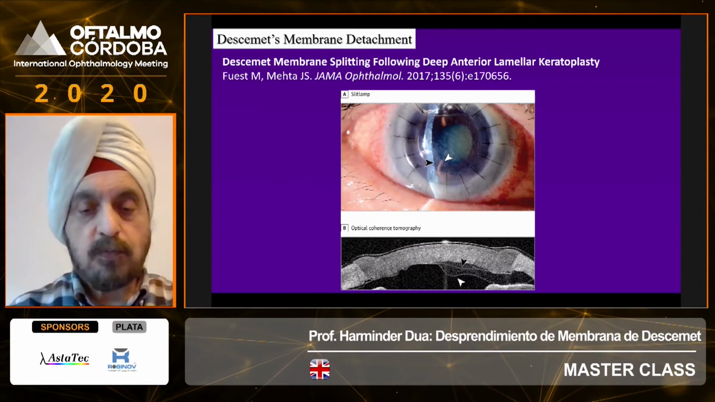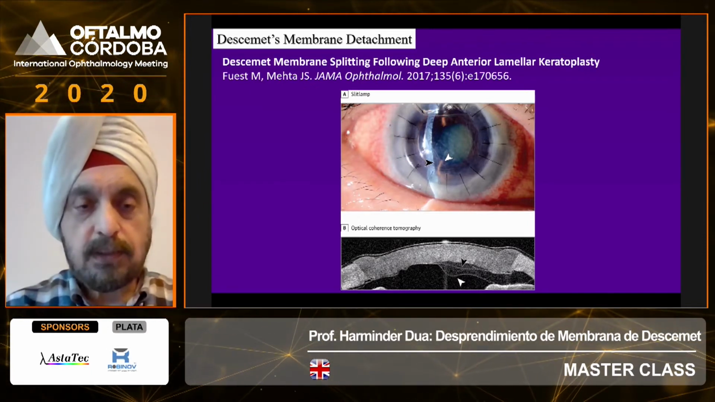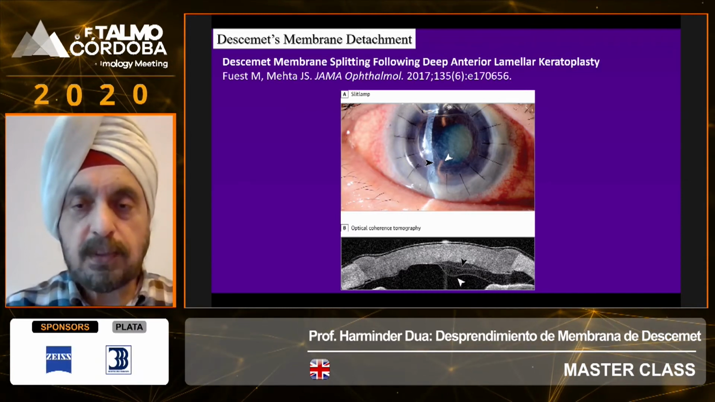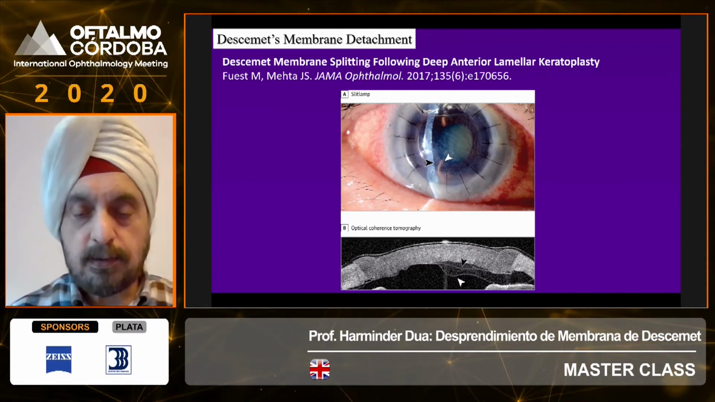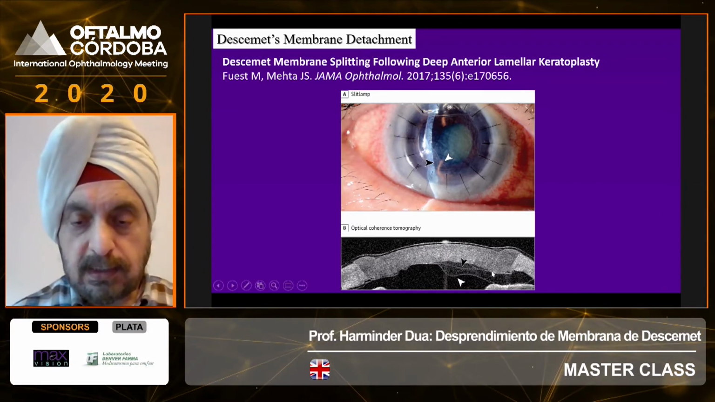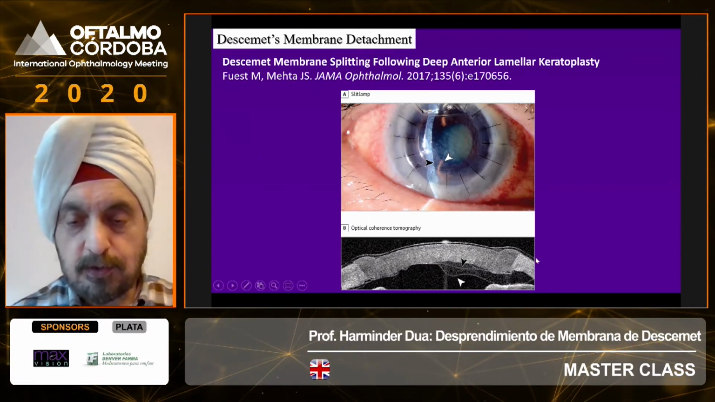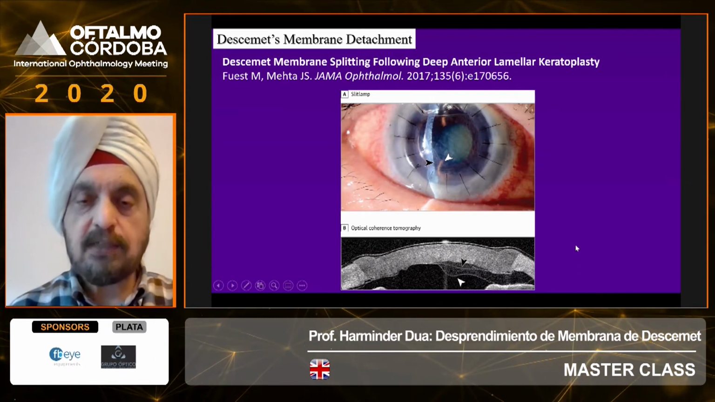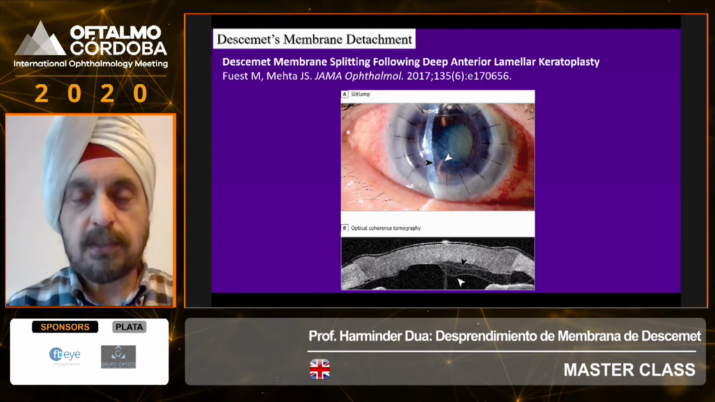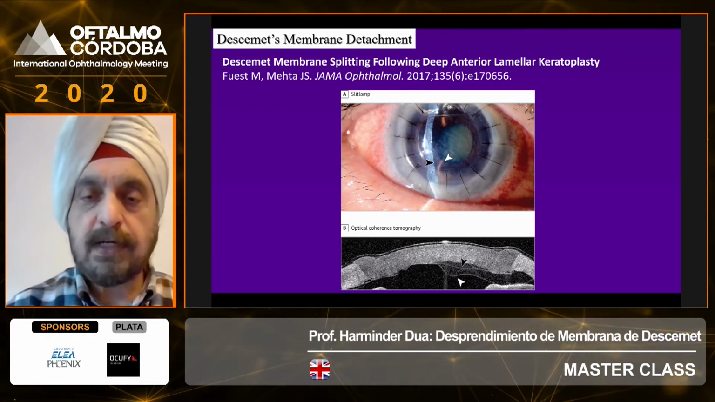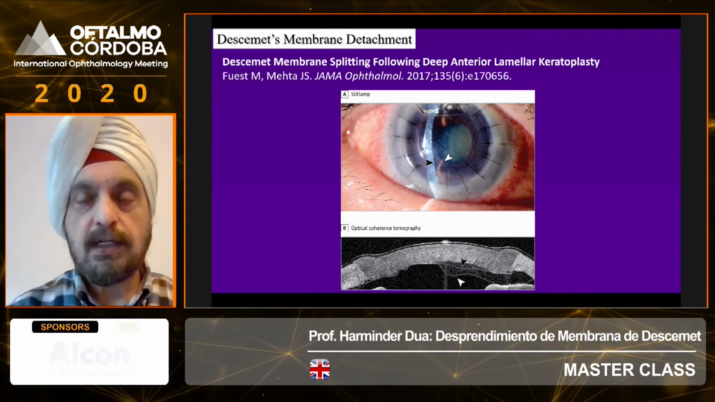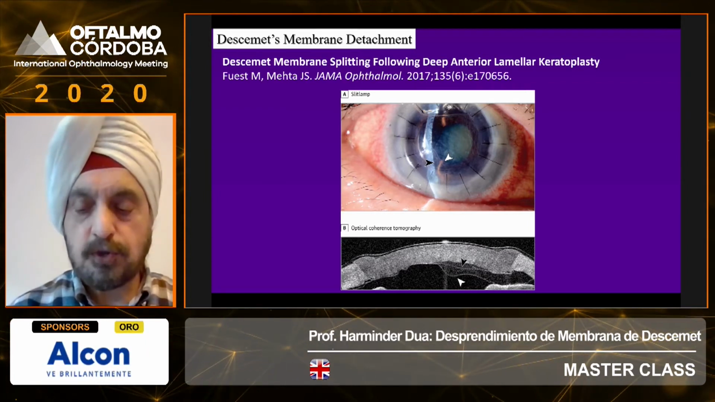Now, here is one paper that was published in 2017 on Descemet's membrane splitting following deep anterior lamellar keratoplasty. And it shows over there with the two arrows that the Descemet's membrane has split into two. And we have seen this even with the DALK operation, the deep anterior lamellar keratoplasty. In the past, there were fairly numerous reports saying the Descemet's membrane splits into two.